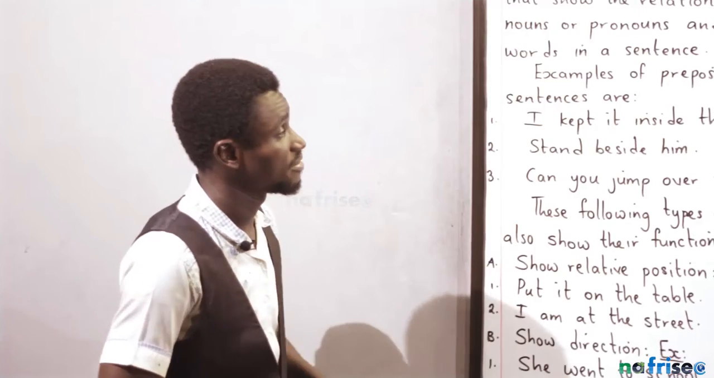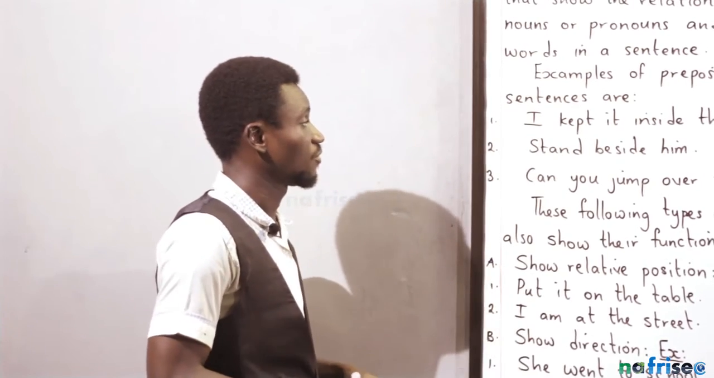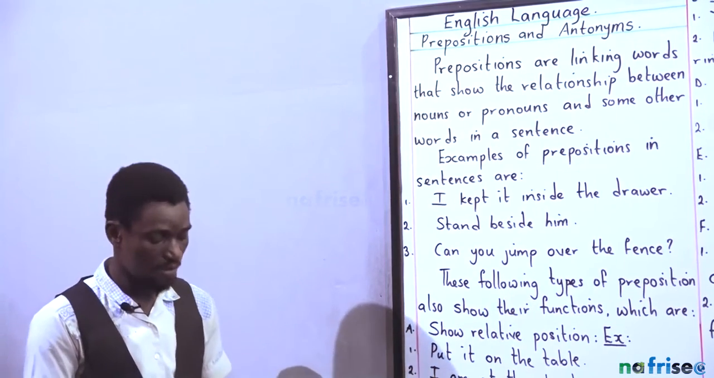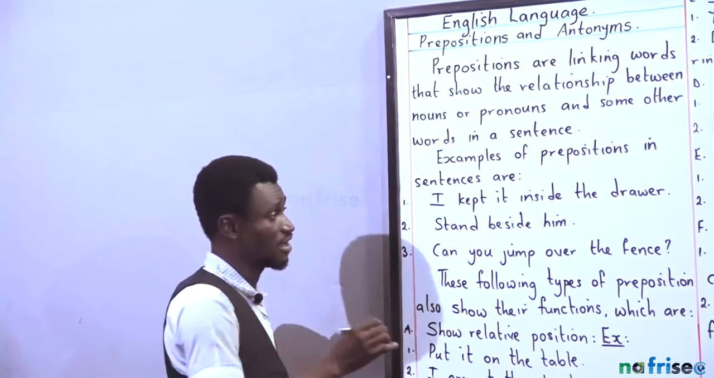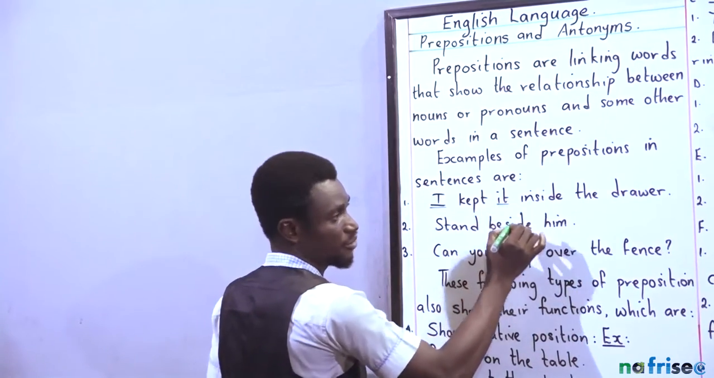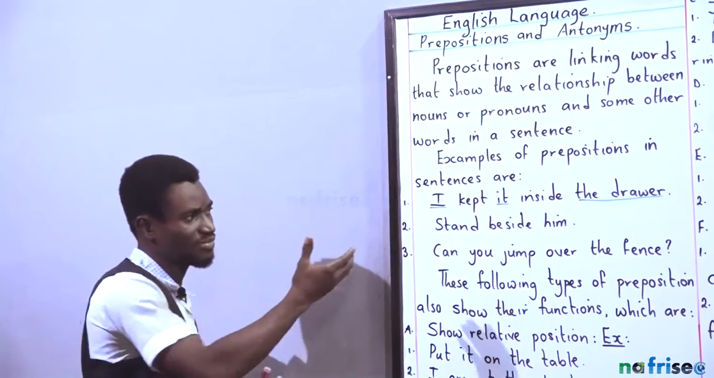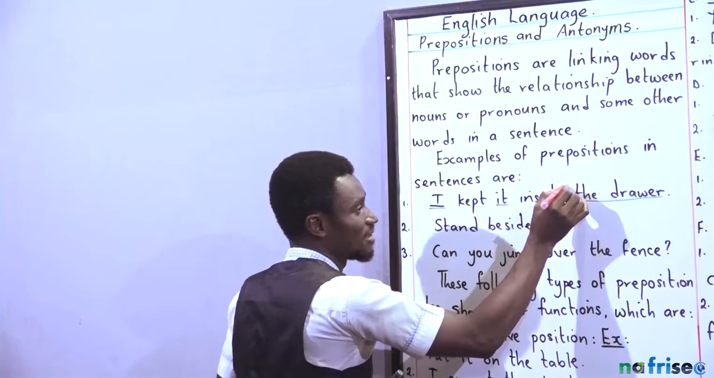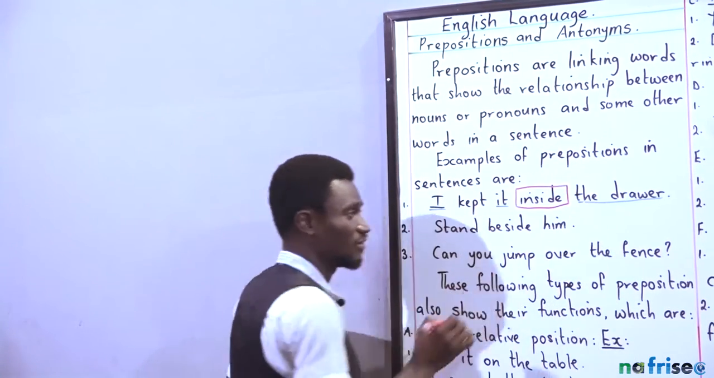Now let's look at examples of prepositions in sentences. Look at sentence one: I kept it inside the drawer. First of all, we'll cite the nouns or pronouns here. We've got I as a pronoun, it as a pronoun, then the drawer as a noun. So what is the relationship that exists among these? Inside. So inside here is the preposition.